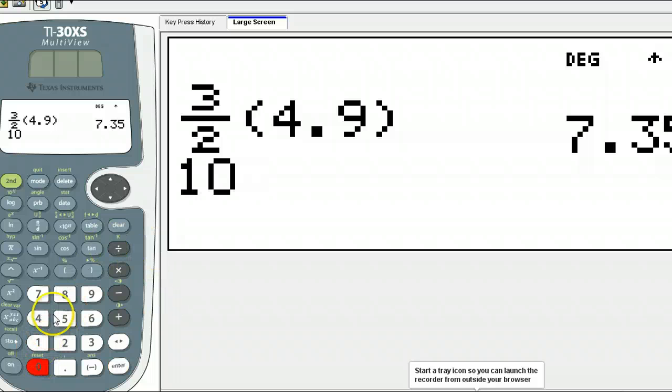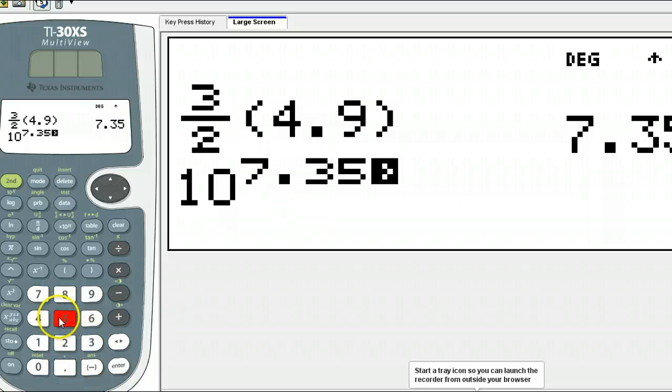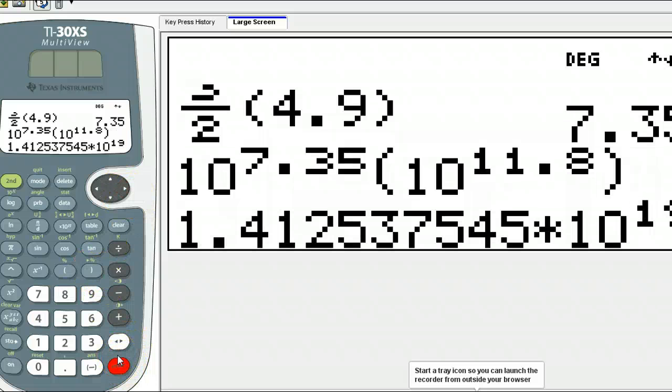So what do we have here? 10 to the 7.35 power times 10 to the 11.8 power. Okay, so let's go ahead and round this to 2 decimal places. So 1.41 times 10 to the 19th power.